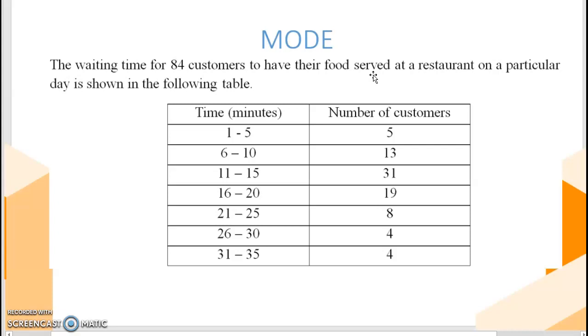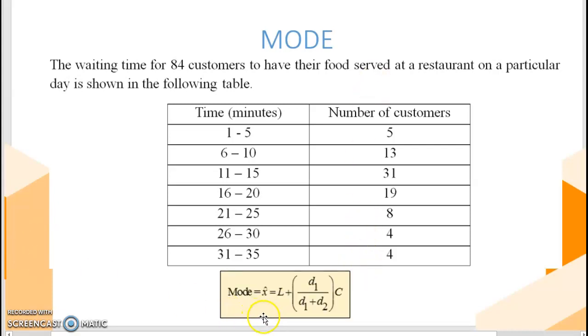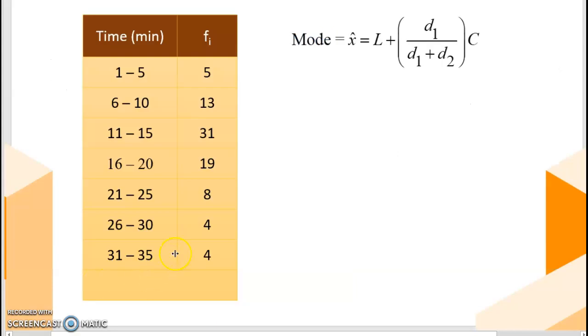We are going to find the mode for this data. The formula will be L plus D1 over D1 plus D2 multiplied by C. So we need to display our data in the table here. We need only the class and the frequency. What is L? L is lower boundary.